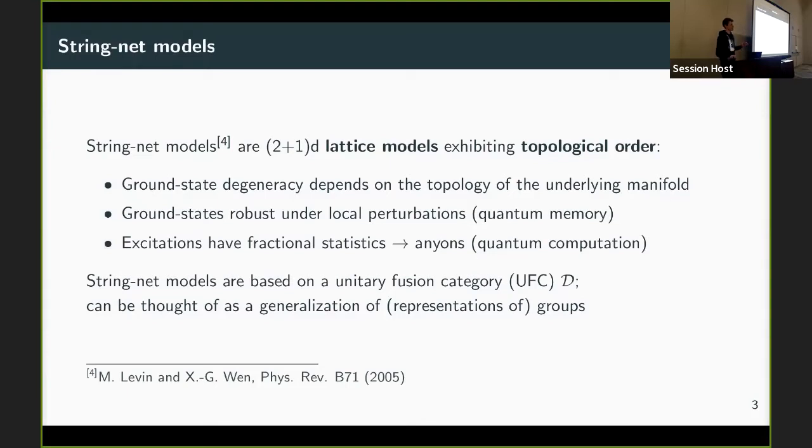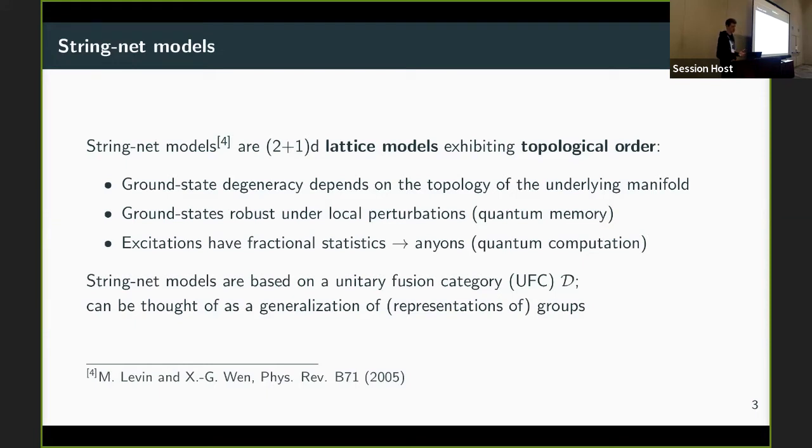So going now to these 2+1D states with intrinsic topological order, I'm going to be talking about stringnet models. Now, what are these stringnet models as proposed by Levin and Wen? They are 2+1D lattice models exhibiting topological order. Just to make sure, because we had a talk about chiral topological order, this is about non-chiral topological order. So these are lattice models built from commuting projector Hamiltonians that exhibit topological order.